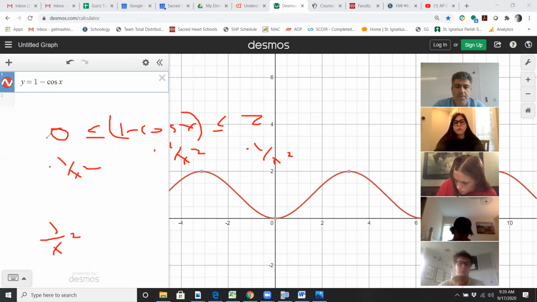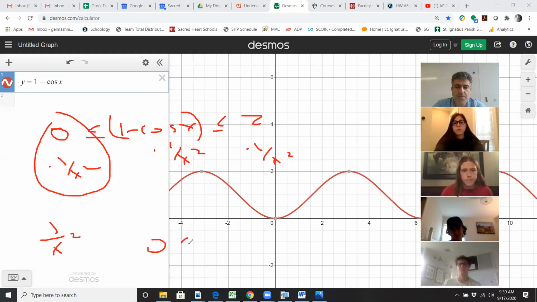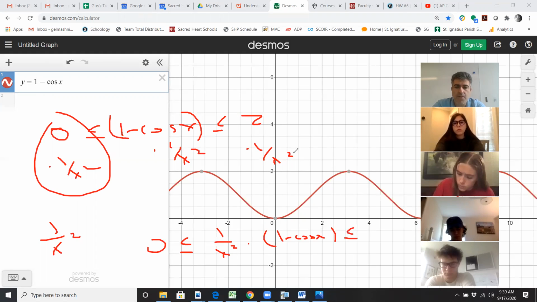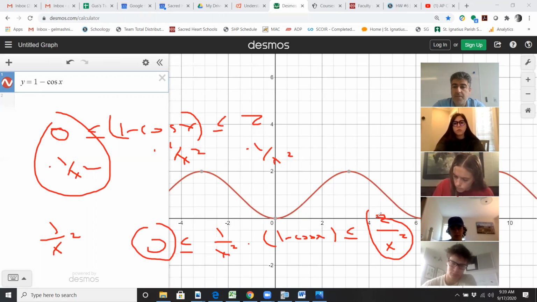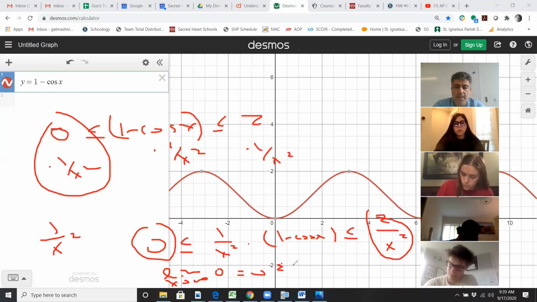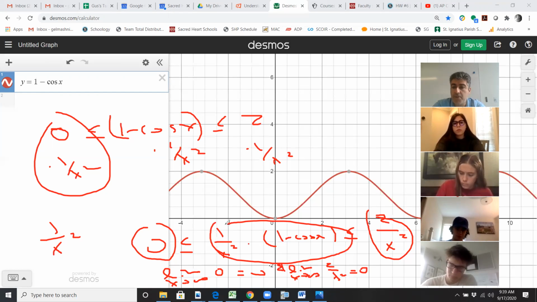And so then obviously this becomes just 0, of course. That's 1 over x squared times 1 minus cosine x. And of course, it's 2 over x squared. What is the limit for each of these two far left and far right functions? Those are each going to be 0. The limit as x approaches infinity of 0 is 0. And the limit as x approaches infinity of 2 over x squared is also 0. Hence, this limit is going to be 0.